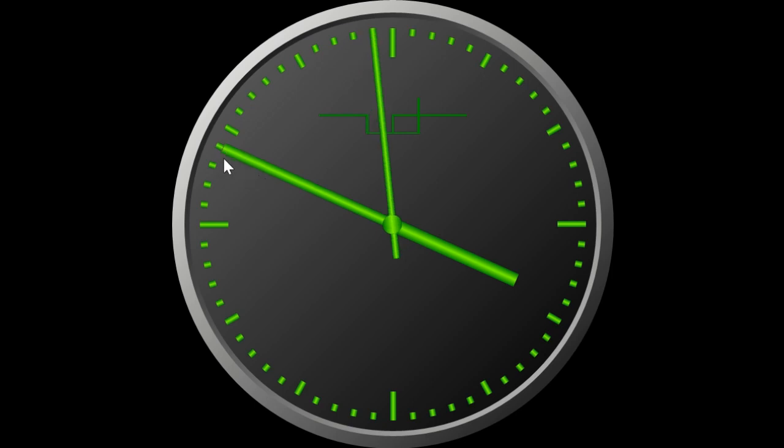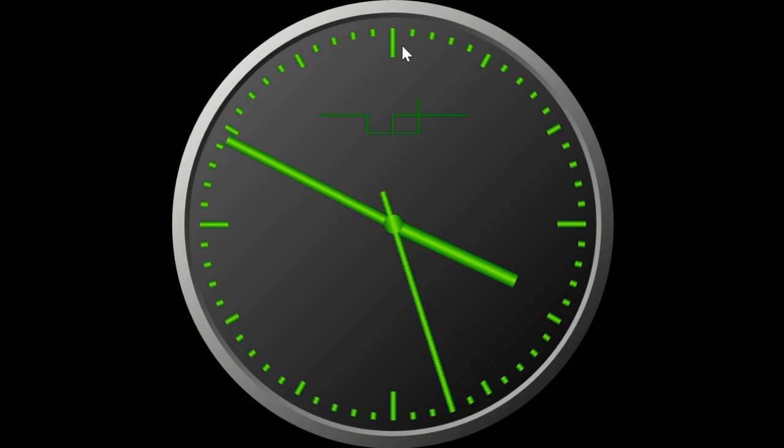This is the minutes hand. In 1 minute, this hand moves from here to here. In one whole turn, there are 60 minutes. In 1 minute, there are 60 seconds.